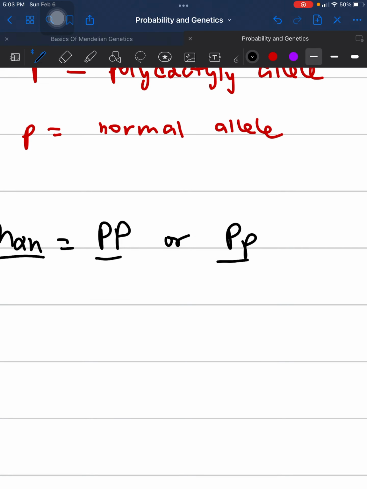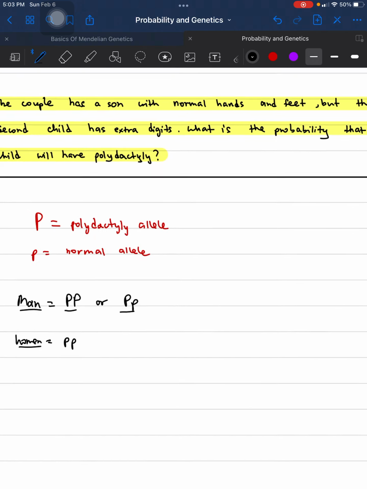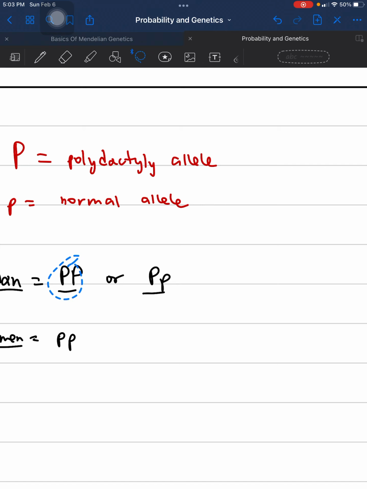Now the woman we know is normal, right? So she's recessive for the normal allele. So we have to write lowercase p, lowercase p. But we still have the question, what is the genotype of the father, the man? So what we have to do is just test both of these genotypes with this.